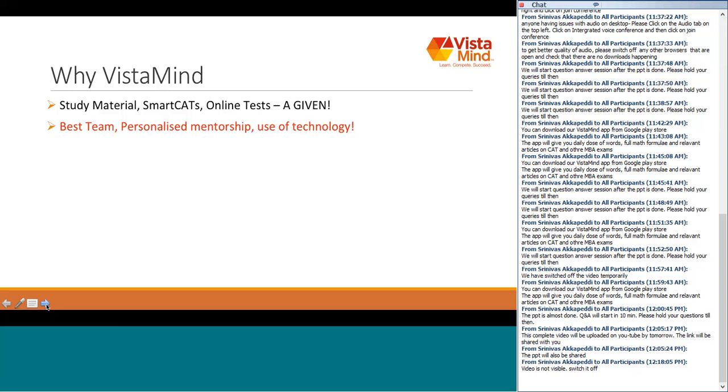We use the best technology, both WebEx, Cisco, we use WhatsApp, we use mails, whatever is required, for the convenience for you to make it there. And our commitment is not just for CAT, our commitment is for your career as such. Any problems, we will address them immediately. That's our promise and that's our commitment.